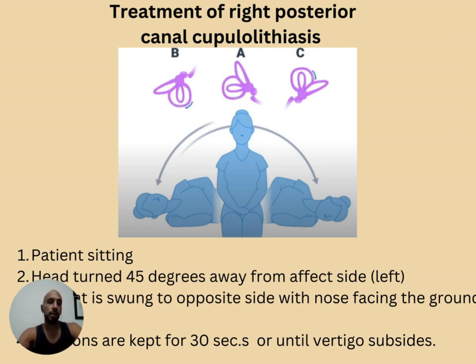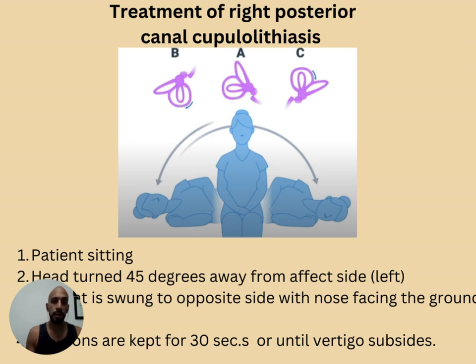Treatment of right posterior canal cupulolithiasis. So now we're going to treat the right side. So the patient is sitting first. Next step, we have the patient turn the head 45 degrees from the affected side. In that case, it will be left. And so we want to make the affected side closer to the ground. So we turn the patient left. Now having the patient lie on their side with a 45-degree angle to the left. This way, we're treating the right side.